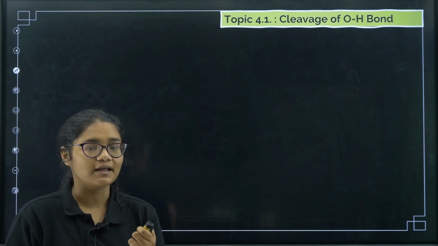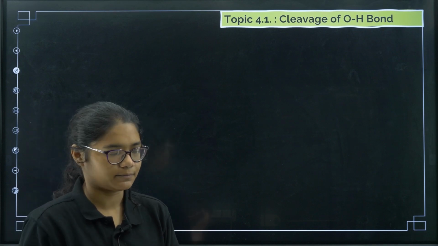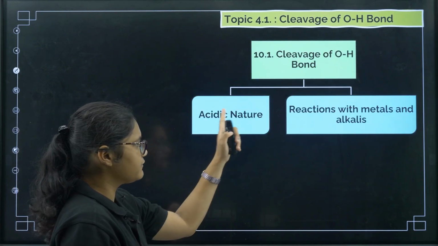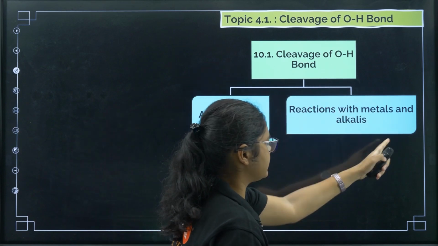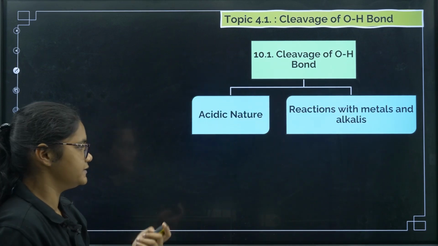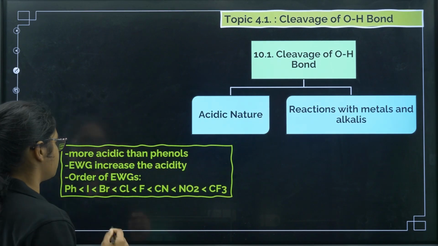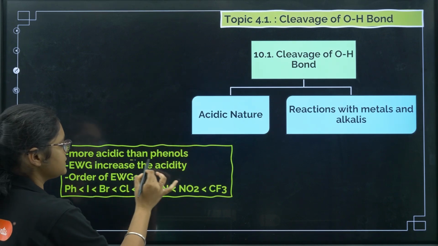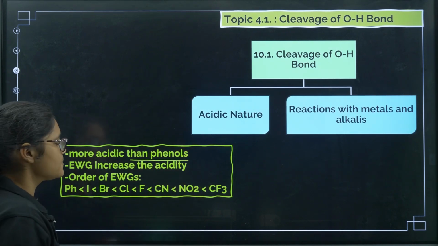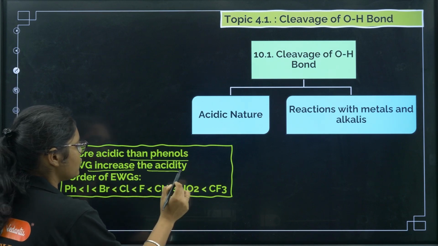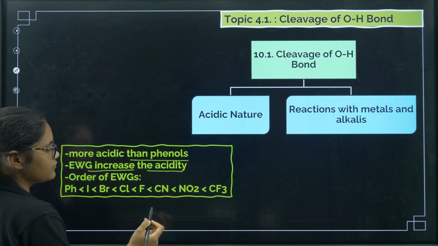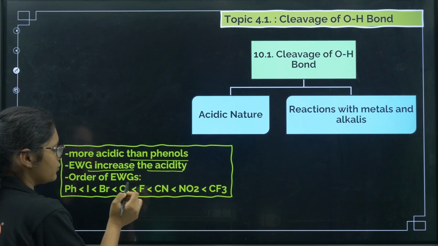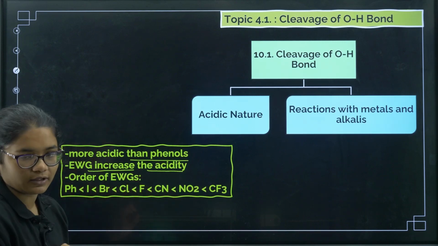So here the first thing that we'll talk about is the acidic nature, and the second thing is reactions with metals and alkalis. Now for acidic nature you should remember these 3 points. Carboxylic acids are more acidic than phenols. Next, electron withdrawing groups increase the acidity. What is the order of the electron withdrawing groups? First is CF3, NO2, then CN, then fluorine, chlorine, bromine, iodine and phenyl group.